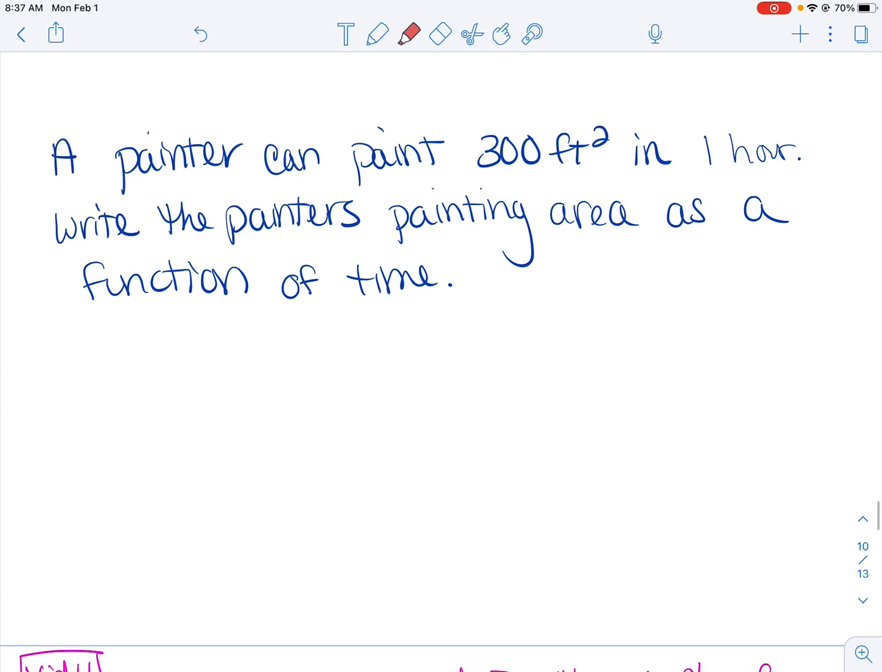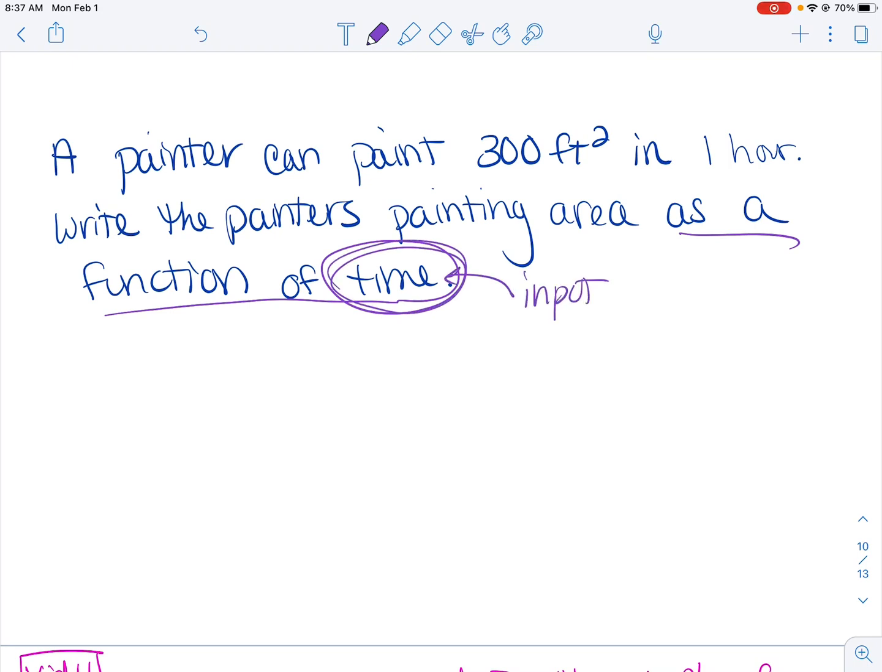And then the other thing is maybe taking an equation and writing a function for it. So a painter can paint 300 square feet in 1 hour, and we want to write the painter's area as a function of time. So this is what's going to be my input after they say function of, and the painter's painting area is the output. All right, so then maybe I want area as a function of time. Instead of writing it as f of x, you can use any two letters, and you want to use letters that make sense for your particular problem. And so time is the input. Time is what we're working with here.